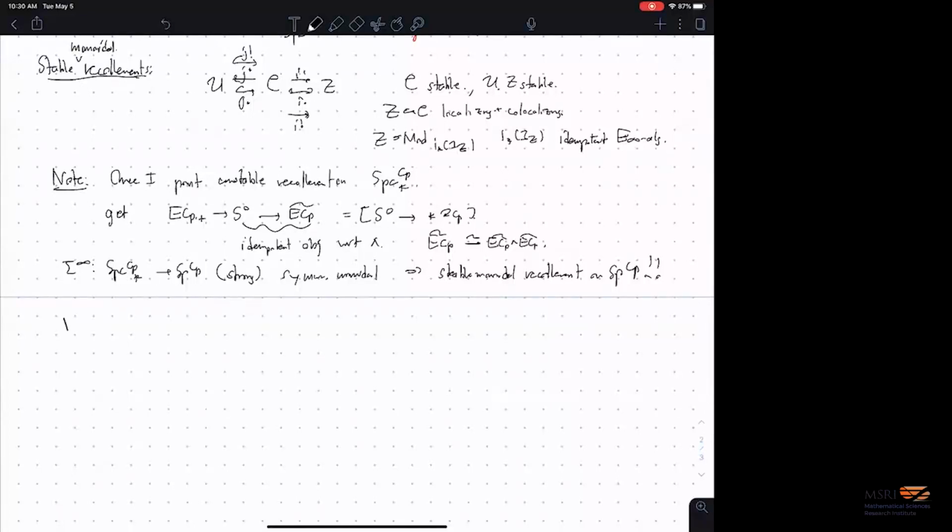So what is this recollement? Is this fine, by the way? Or should I write larger? Maybe the thickening of the pen is not really the point. Yeah, that's great. Much more visible.